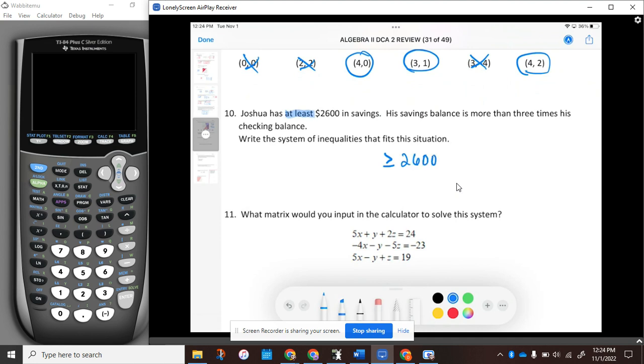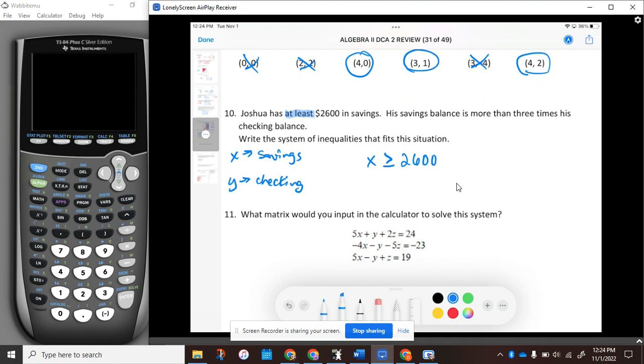And what are the two variables going to be in this problem? It's the two balances, right? The savings amount and the checking amount. So I'm going to say that X is the savings, because that's the first one it gave us, and Y is the checking. Those two account balances are the two variables being compared here. So we said that savings was at least 2,600, so X is at least 2,600. It could be more than that. It could be equal to 2,600, but it's never going to be less than that.